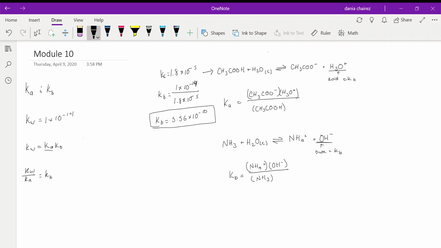So yeah, it's just the relationship between them where Ka times Kb gives me Kw, and I can use one to find the other.